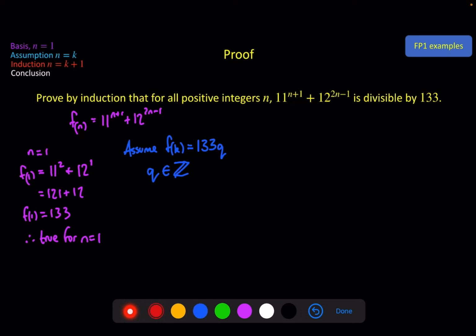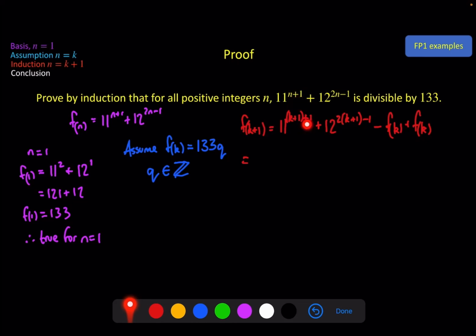Using that, my inductive step, f of k plus 1, we've got 11 to the power of k plus 1 plus 1, plus 12 to the power of 2 times k plus 1 minus 1, minus f of k plus f of k. So I'm going to simplify this a little bit here. We've got k plus 1 plus 1, so that's k plus 2. And I want n plus 1. That's a useful thing for me to keep here, because it's part of the function.